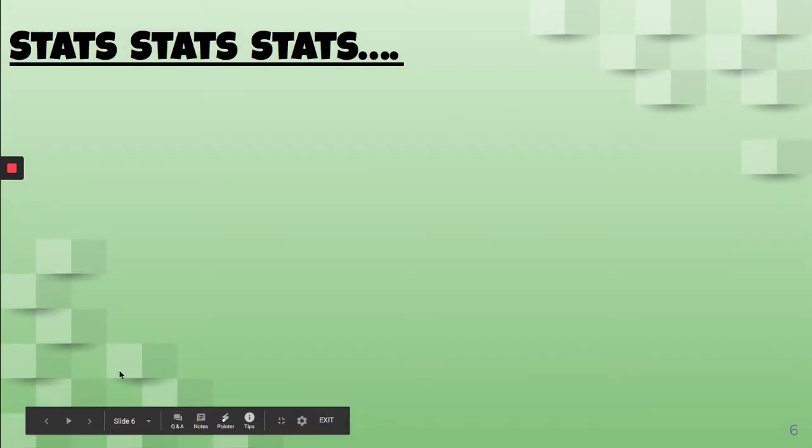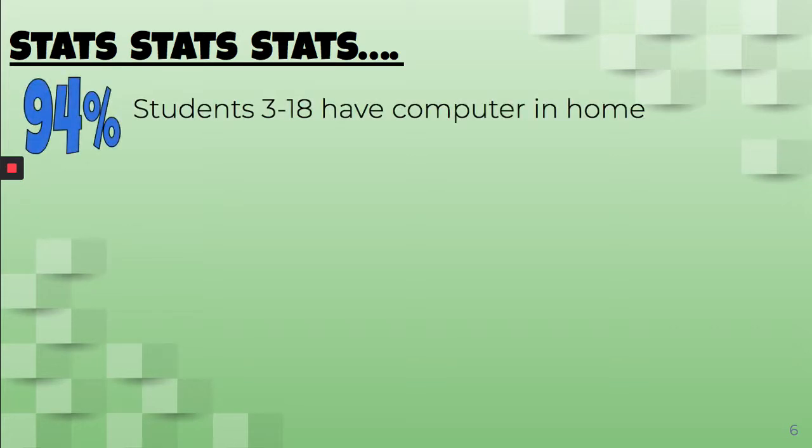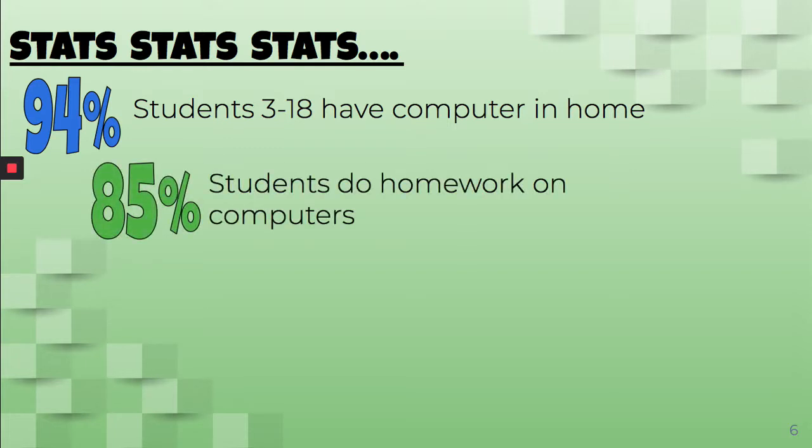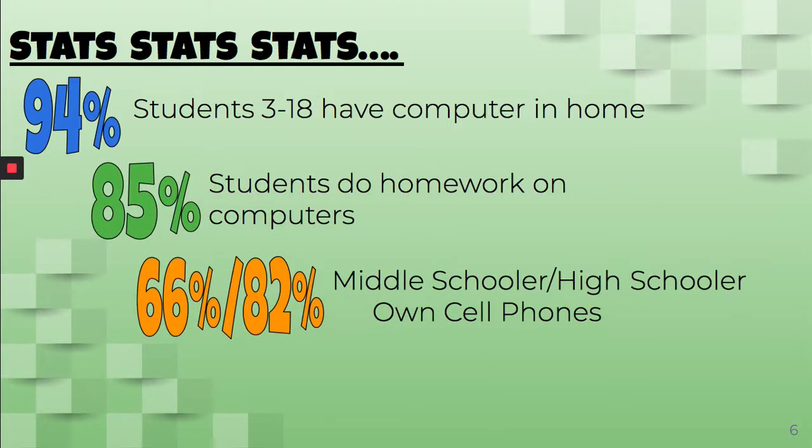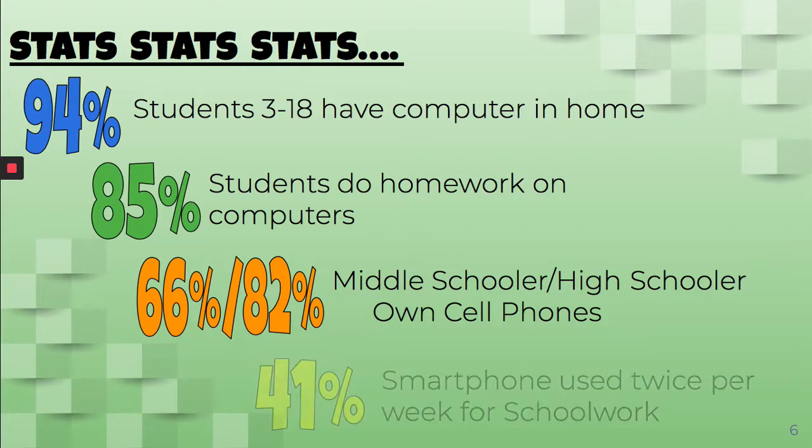Student access to technology outside of school is on the rise. Many students own devices or have access to them at home, and they are changing the ways students interact with classroom content. One study found that 94% of students aged 3 to 18 had a computer in the home. In another study by Cambridge International, 85% of American students do their homework on a notebook computer. Additionally, a major 2015 survey by Pearson found that 66% of middle schoolers and 82% of high schoolers regularly used a smartphone. Additionally, 41% of polled students reported using a smartphone at least twice a week to complete schoolwork.